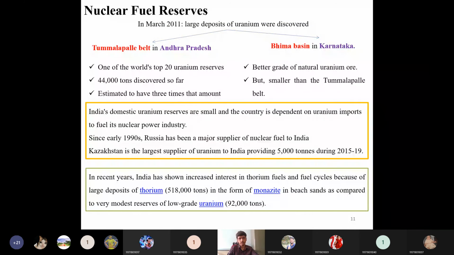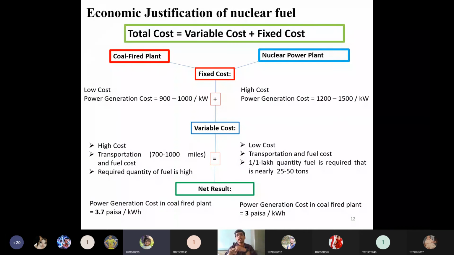No, sir. Okay, then the next topic will be economic justification of nuclear fuel. So what is this economic justification? Economic, as you can see from the title itself, means how much cost it will be adding whenever we are generating electricity from the normal coal-fired plants or the nuclear power plants.